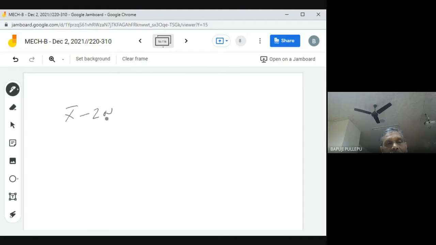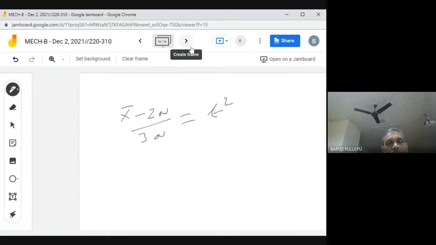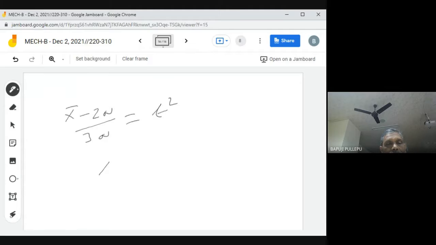(x bar minus 2a) by 3a is equal to t square. Then y is equal to what? y bar by 2a is equal to minus t cube. Now my aim is I want to remove this t. This I will make it cube, raise the power 3. This I will raise the power 2. So both are same or not? Any problem?